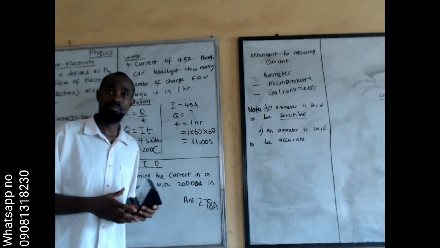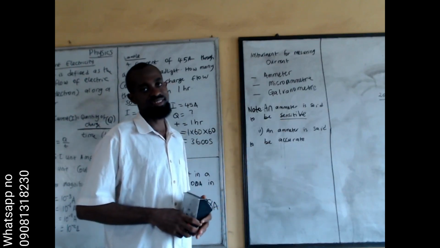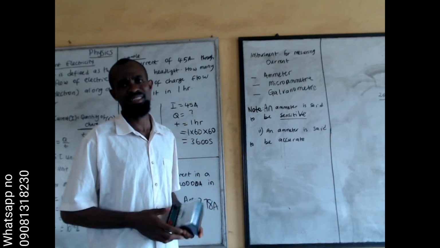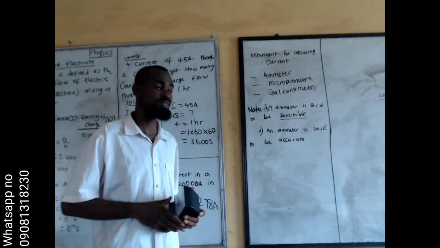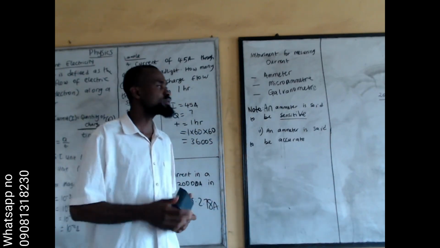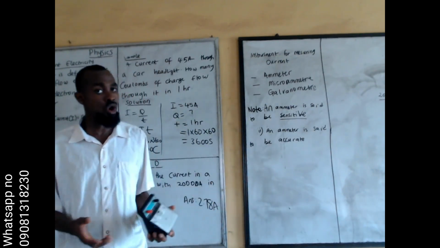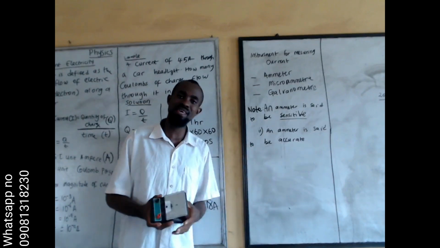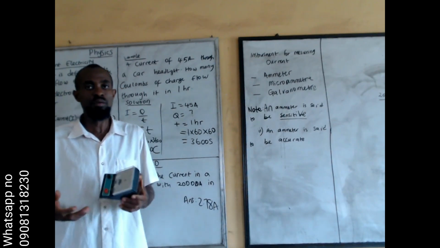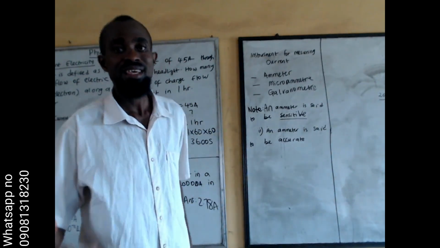Now, there are some things that are associated with an ammeter. You can say an ammeter is sensitive, or an ammeter is accurate. An ammeter is said to be sensitive if it can detect or measure very small currents. An ammeter is said to be accurate if it can measure close to the true value. So it doesn't matter the value, if you can measure close to it, we say that ammeter is accurate.